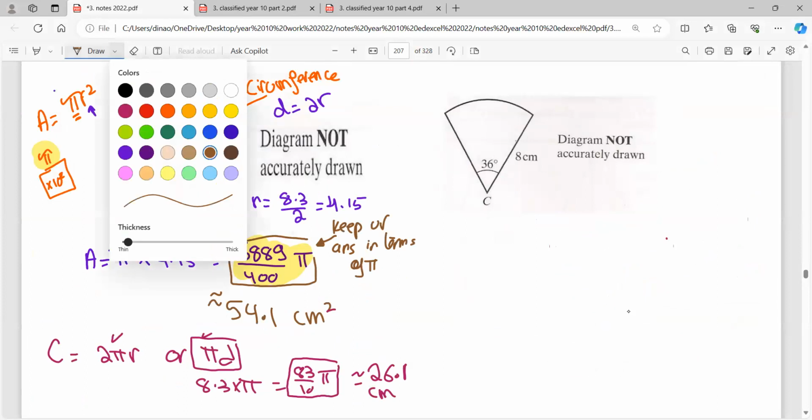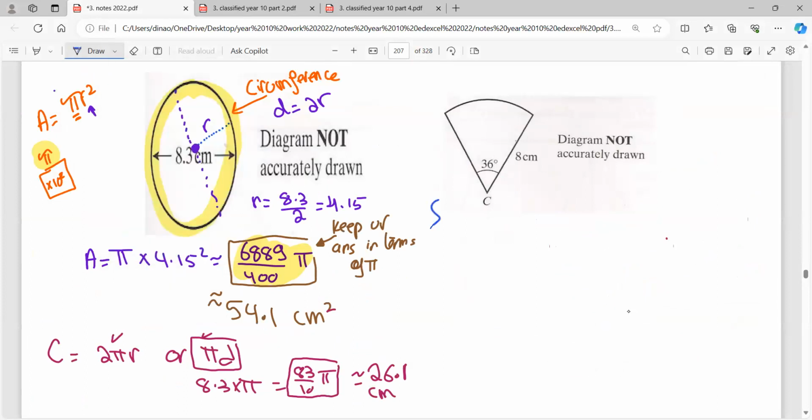So let's see. What if the question says find the area of the sector? As you can see, this is the center, this is a radius, and this is another radius, and of course the radii are equal. If I am required to calculate the area of the sector, I will use the area of the circle, and I will just multiply it by a fraction. What is this fraction? This fraction is the angle of the sector divided by the total angle of the circle.